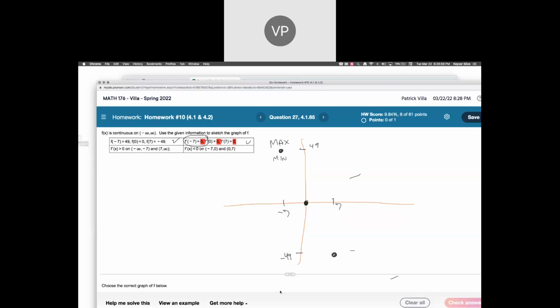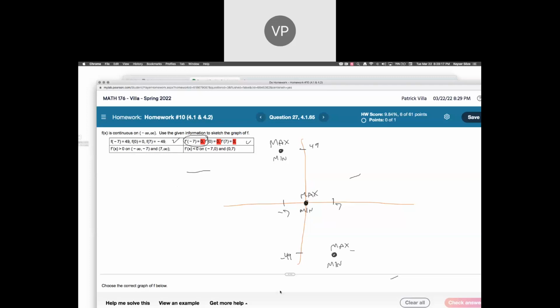Same thing with this one. This is going to be a max or a min. I don't know yet, but I'm just writing this here. And same thing with this one. That's a max or a min, a local max or min. Okay? So now let's look at that. That takes care of this for now. Let's look at the other part.